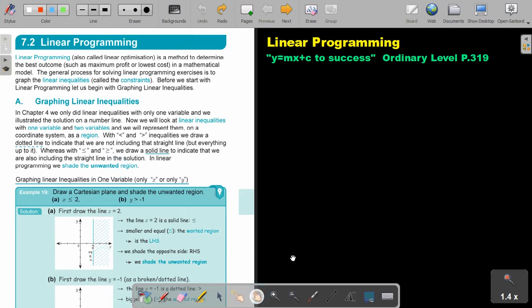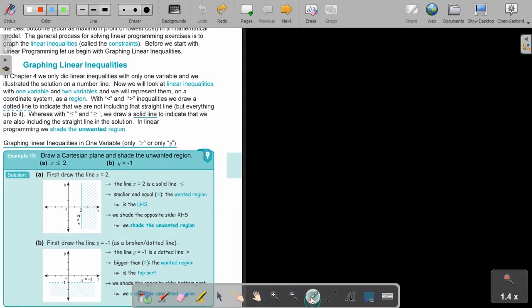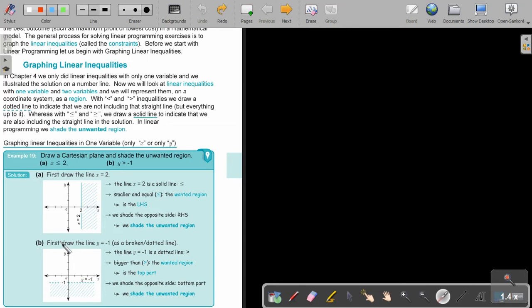Okay, let's look at the next one. y is bigger than negative 1. So it must cut the y-axis and it must cut at negative 1. And it must not be a solid line, it must be a what? A dotted line. So first draw the line y is equal to negative 1, the dotted line. And now it's bigger. So bigger will be to the positive numbers, but we shade the unwanted, this side, the opposite side.